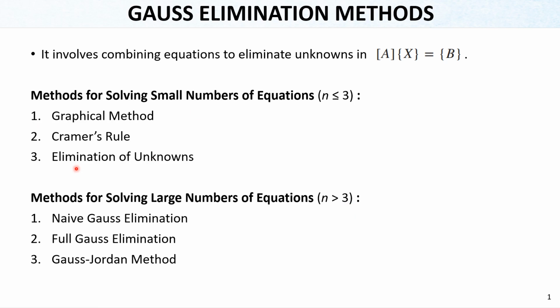That's why there are further advancements of this elimination of unknowns, such as the naive Gauss elimination and full Gauss elimination, which also includes some pivoting and scaling. We will show them, and also the Gauss-Jordan method. So we will show all of these in the following slides, starting with the graphical method.